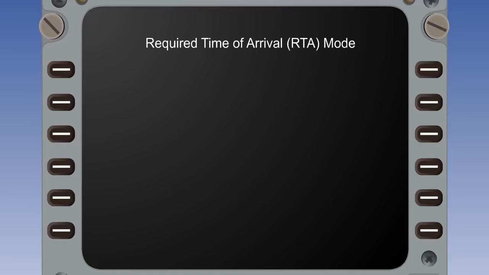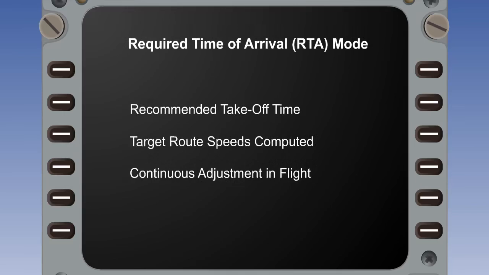A required time of arrival mode is available in order to arrive on time at some designated waypoint, such as the final approach fix, holding fix, or airport. The FMC computes a recommended takeoff time, then gives target speeds to fly and continuously adjusts them in flight. Speeds are automatically corrected for in-flight winds and route changes by adjusting the cost index. If RTA mode is used, taking off late will add to the cost, as the aircraft will have to fly faster.